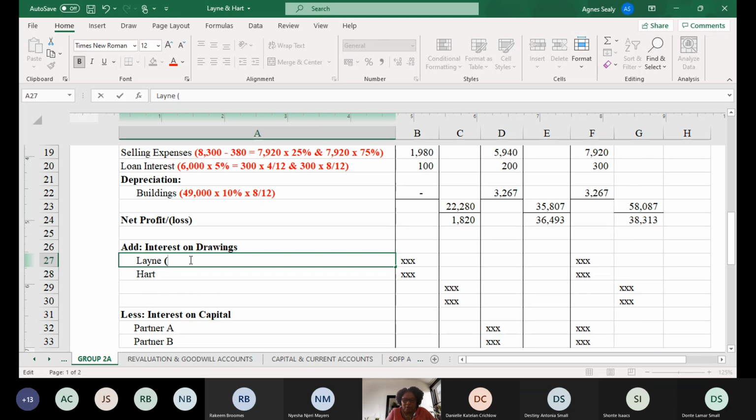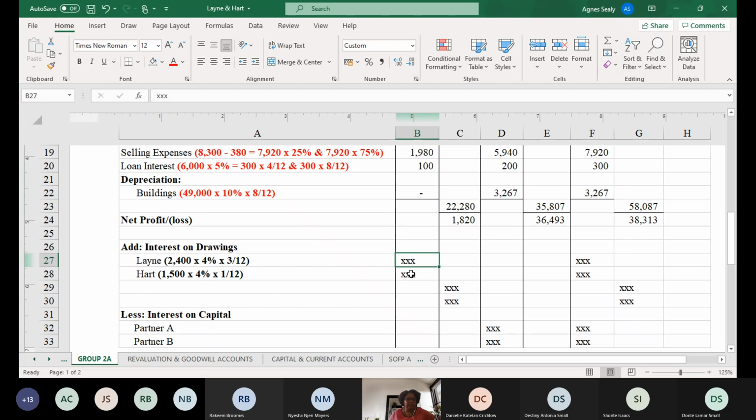Layne would have withdrawn $2,400 on August 1st, so that's $2,400 times 4% times August, September, October, 3 months. So the interest is charged for 3 months. So that's 3 on 12. Hart, on the other hand, took $1,500 times 4%, and that was only October. The agreement ended in October, so that's 1 on 12. So under the old agreement, under the new agreement, any figures?